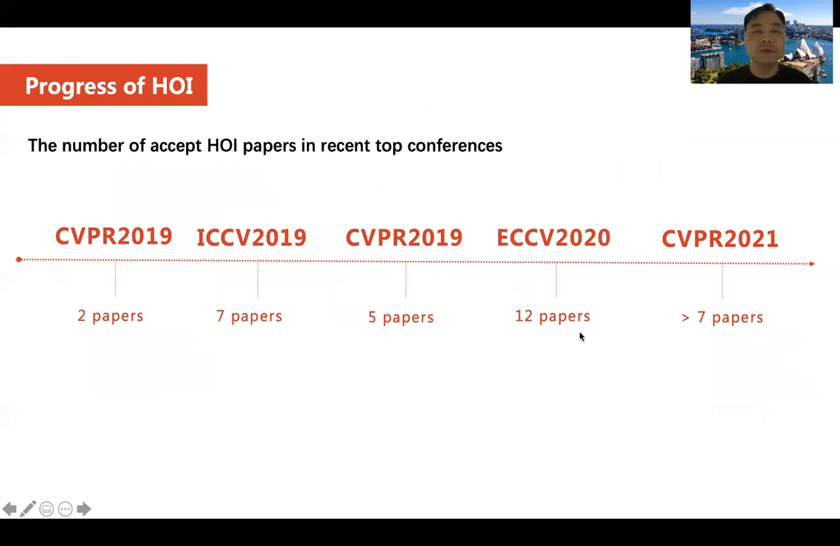We further illustrate the number of accepted HOI papers in recent top conferences. Here, we search the papers in the paper lists of those conferences via the keyword human object. We can find the number of accepted HOI papers is gradually increasing, which means the interest from the community in HOI is increasing. In recent years, HOI understanding has achieved impressive progress.